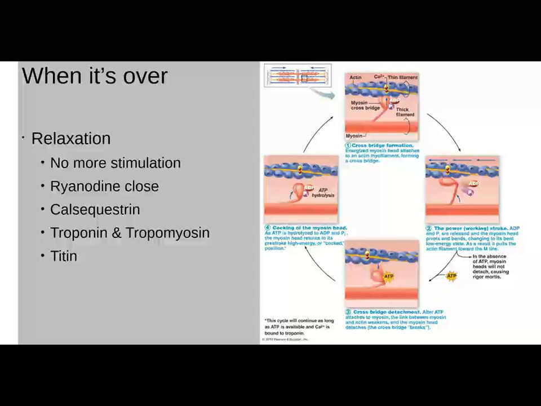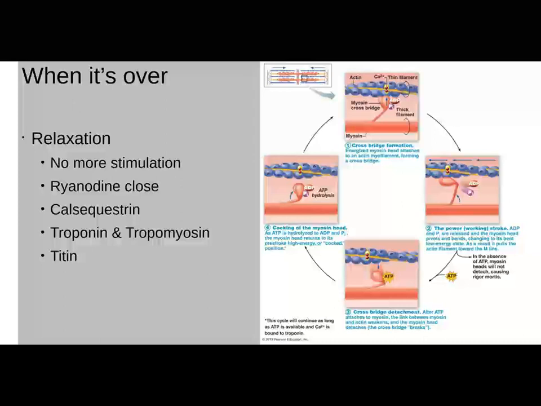Also along the sarcoplasmic reticulum is another protein called calsequestrin, which pumps calcium back into the sarcoplasmic reticulum. So calcium levels inside the muscle cell very quickly drop, which means calcium is no longer attached to troponin. Troponin moves back to its original shape, pulling tropomyosin back over the active sites on actin. Myosin heads can no longer attach to actin. So everything is back to its original shape.